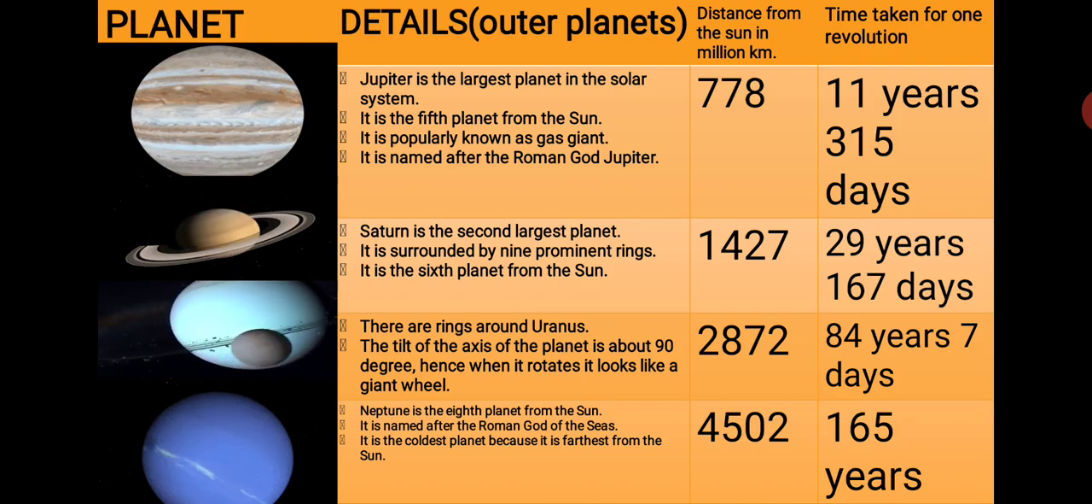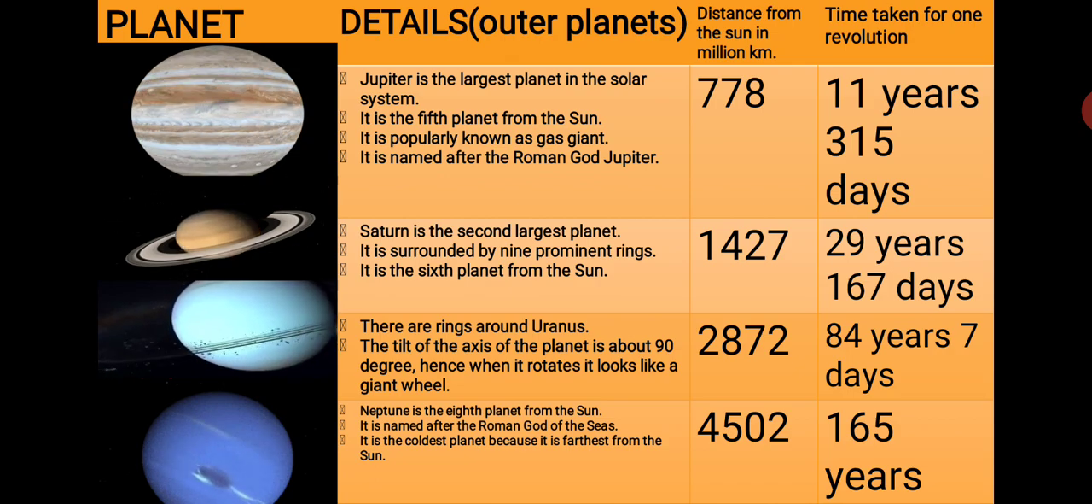Now the last one is Neptune. Neptune is the eighth planet from the sun. It is named after the Roman god of the seas. It is the coldest planet because it is very far away from the sun and it is 4502 million kilometers away from the sun and it takes 165 years to complete one revolution.